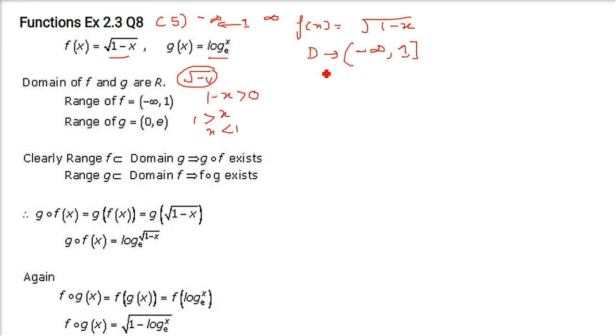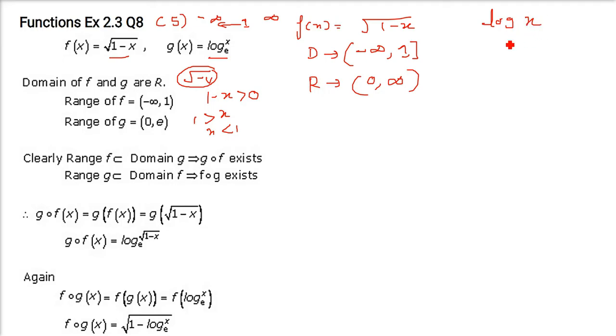And what about the range? Since it is a root, it will always give you a positive value. So 0 to infinity, all the positive values you are going to get. Coming to log x, base is e. This is the g(x) function.